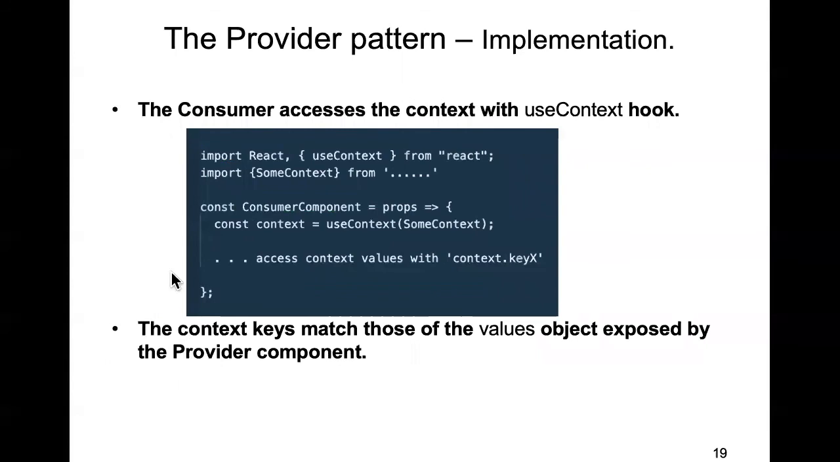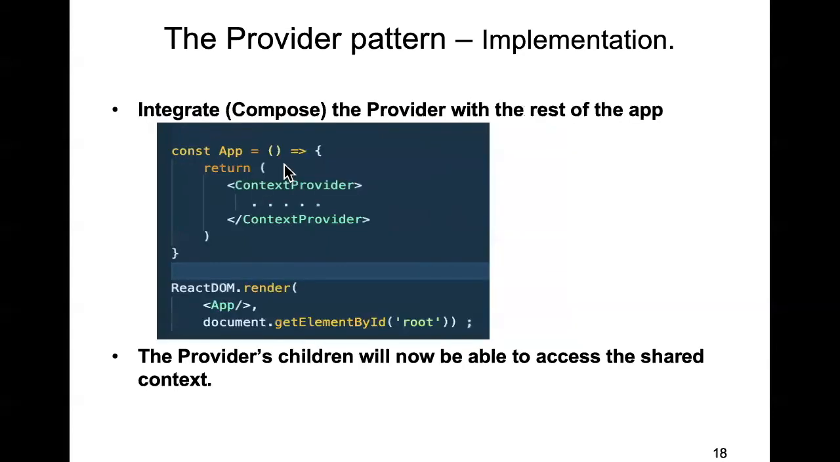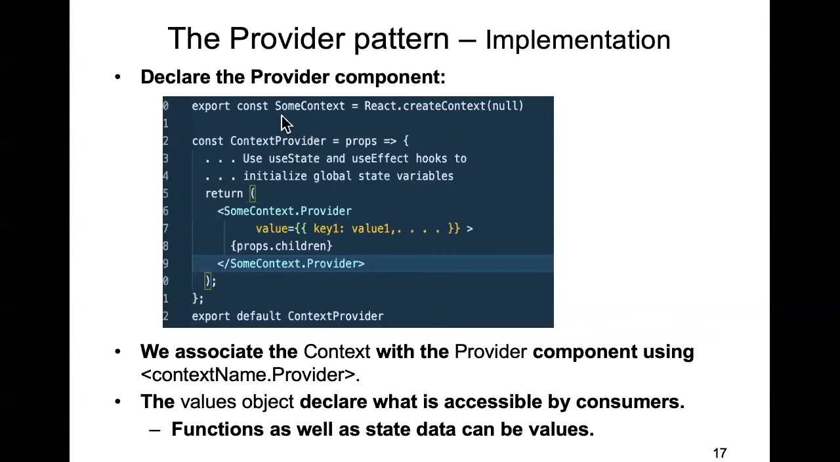Here's the consumer, and the things to note here are the consumer has to import the use context hook, and it also has to import the context declaration itself. This here now, and I'm sorry for jumping around, this here is a reference to this.